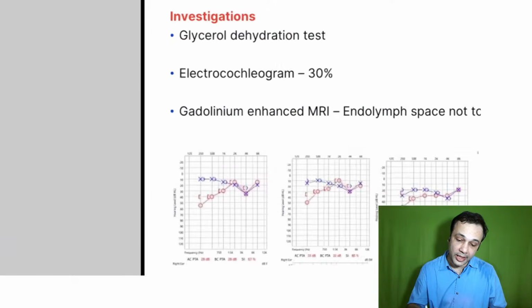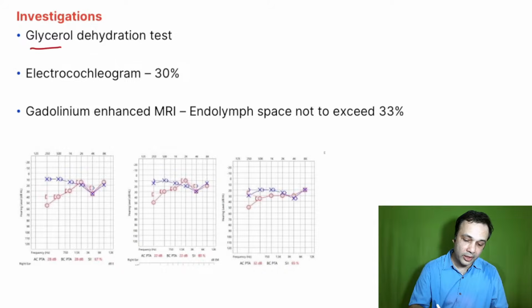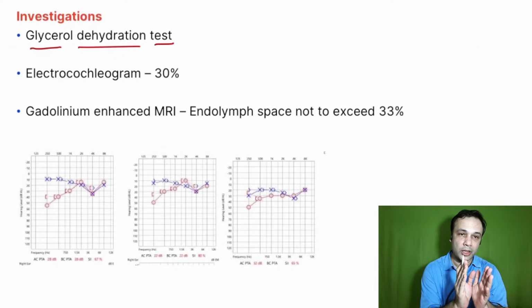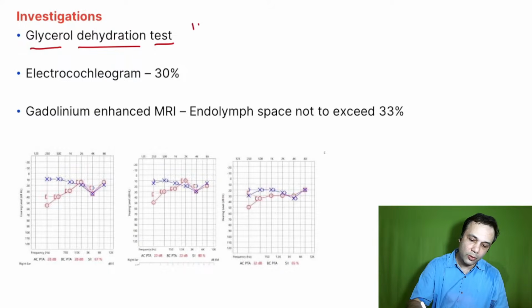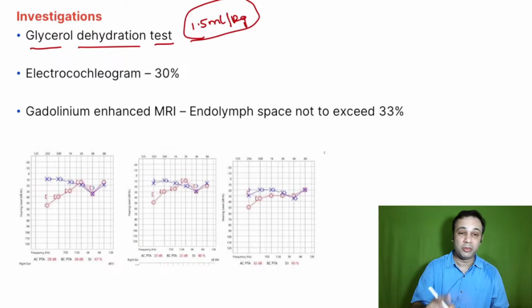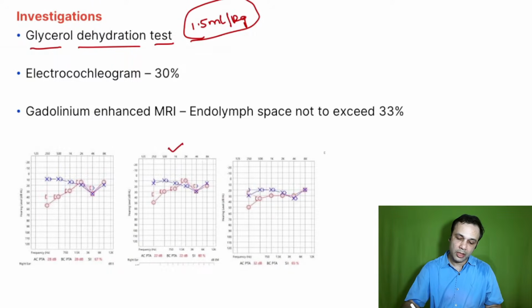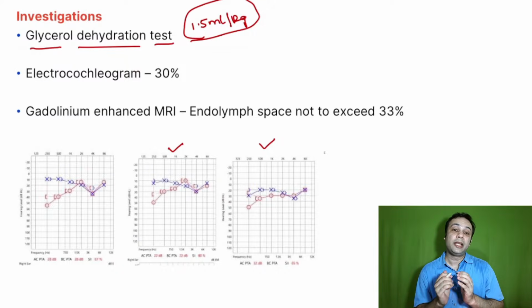When you talk about diagnostic investigations in Meniere's disease, you have the glycerol dehydration test. Remember, glycerol is a hygroscopic agent. You do a preliminary audiogram. Once you do the audiogram, give glycerol in the dose of 1.5 ml per kg. Remember, glycerol tastes very bad, so you have to mix it with lime. This is given to the patient, and then you repeat the audiogram after 1 hour and 2 hours, and you will find improvement in the hearing.